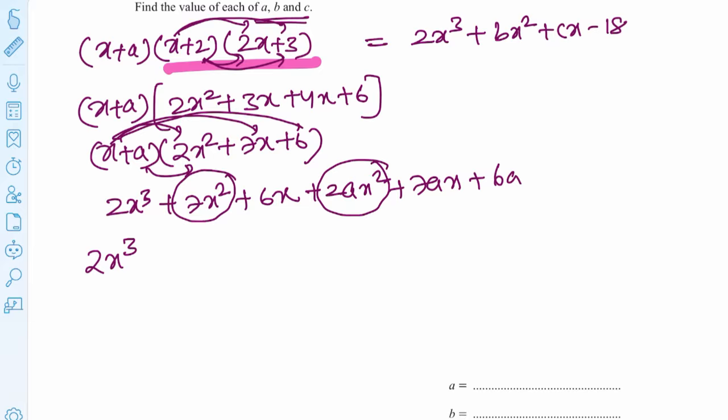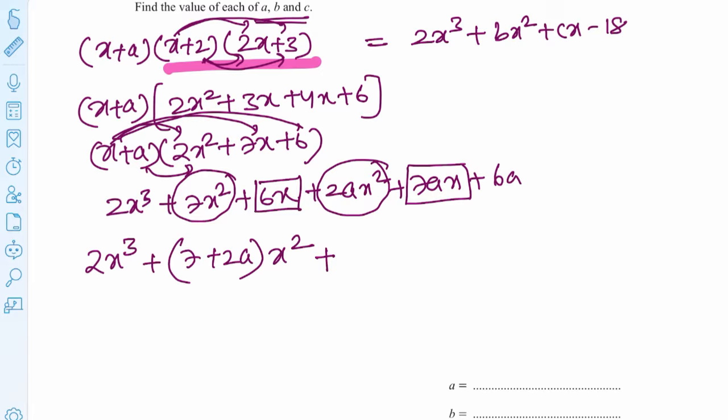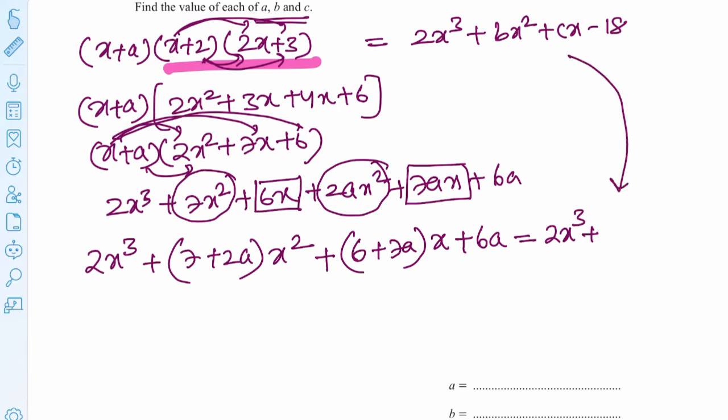So what common factor can I take from these two terms? I think I can take x squared common. So 7 plus 2a will come inside the bracket, and outside we can keep x squared here. Clear? Now in this 6x and this 7ax I can take x common. So 6 plus 7a, outside I'm keeping x, and on this side we have 6a. Clear, everyone? Okay, so that equals 2x cubed plus bx squared plus cx minus 18.